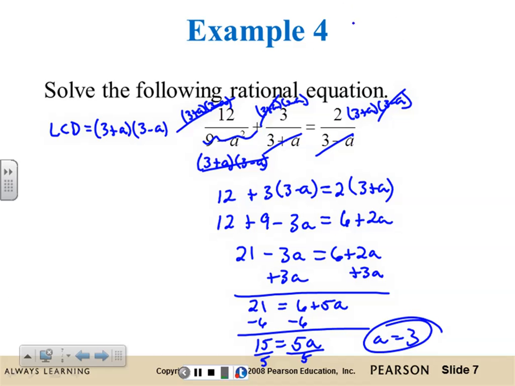Now, look at this. a is equal to 3. We did all that work and we came up with a is equal to 3. Watch this. If I plug 3 in right here, 3 minus 3 gives you 0. So that means that this whole entire problem has no solution. No solution.